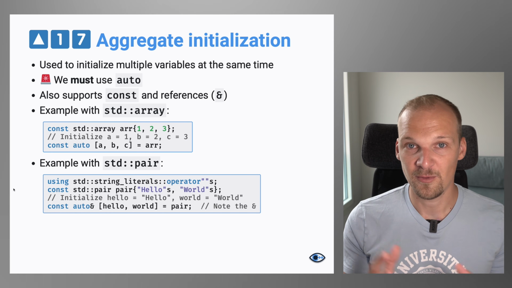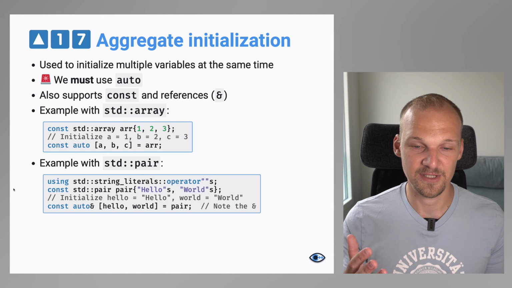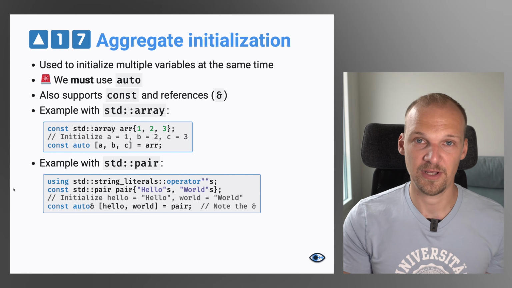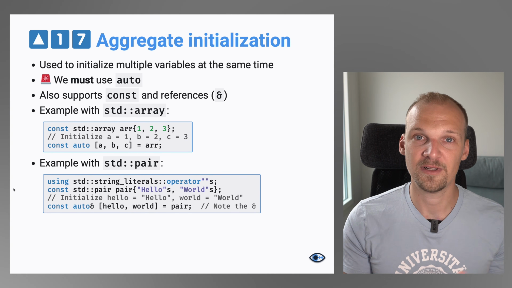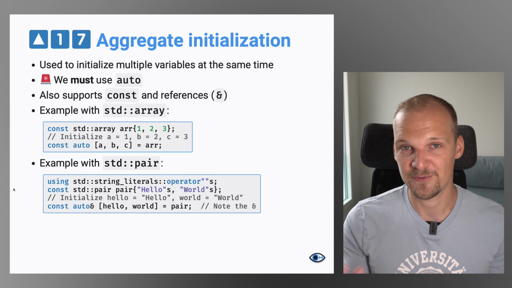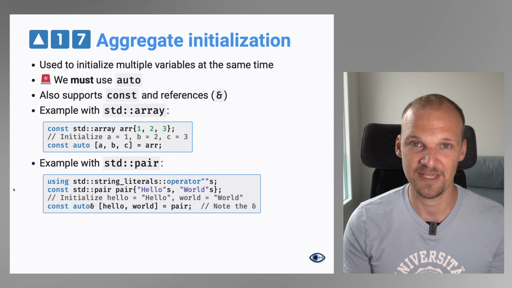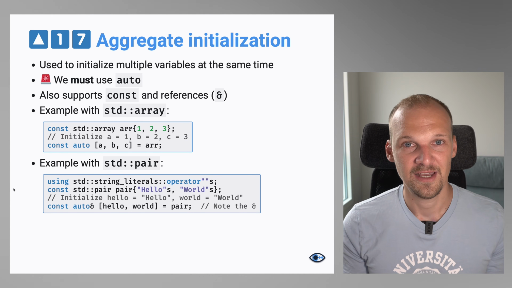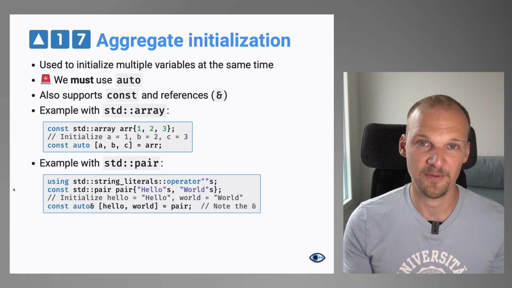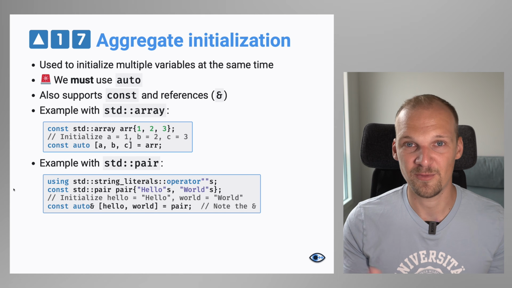So for example, if I want to initialize three integers a, b, and c from an array of three numbers, I would type const auto, then square brackets a, b, c, square bracket closed, and then that all is equal to my array. And because the compiler knows that there are three elements in this array, and because it knows that I want three elements in my aggregate initialization, it will basically just map those values to where they should be. And the same holds for the pair. Because the pair holds two values, we can now map them to two variables if we want to.